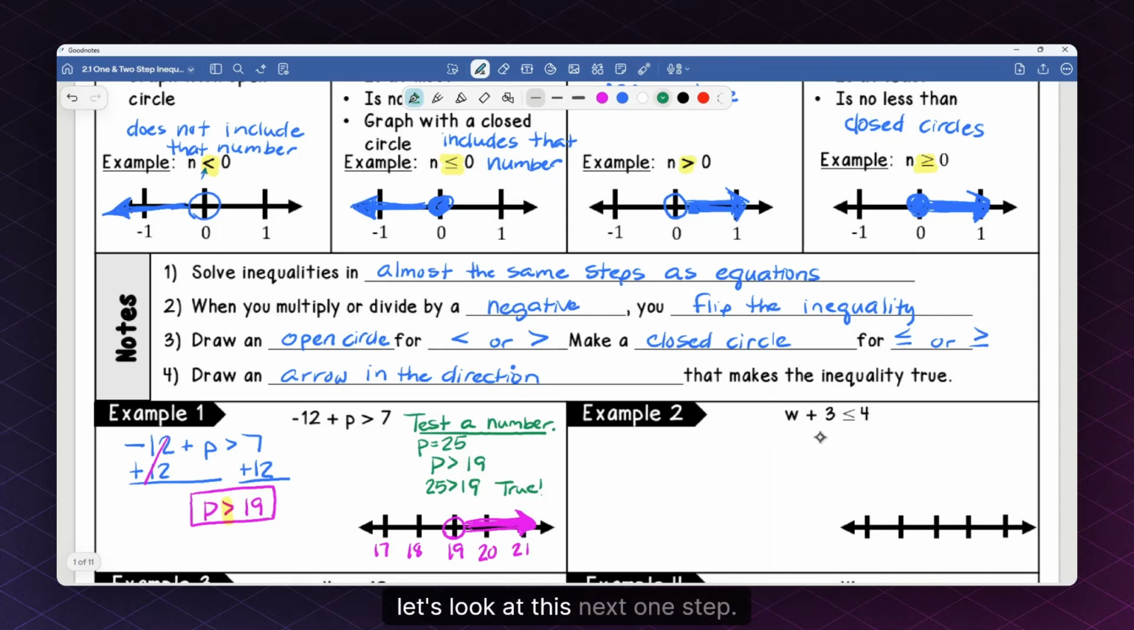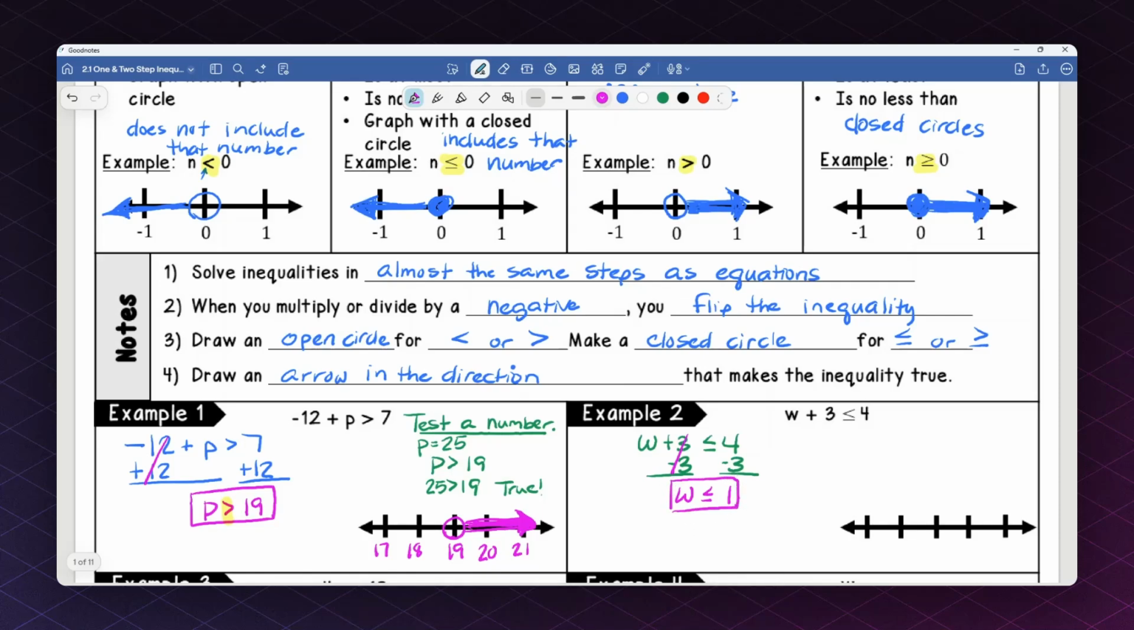Alrighty, let's look at this next one-step. So we got W plus 3 is less than or equal to 4. I need to get that W by itself. So plus 3, we're going to subtract 3 from both sides. And so that will cancel. 3 minus 3 gives me 0, right? So we got W is less than or equal to 4 minus 3, which is going to give me 1. Okay, that's my answer. I got my W by itself.